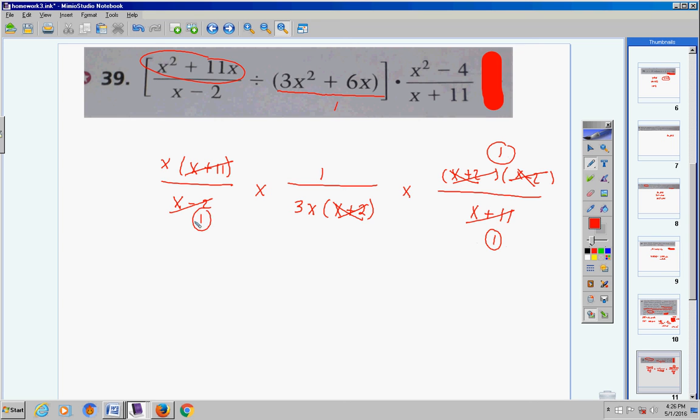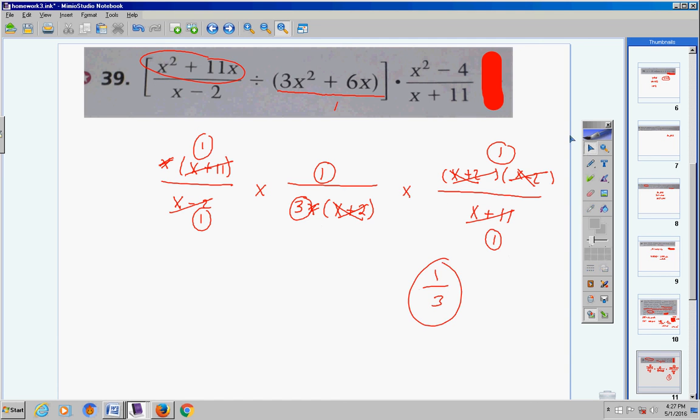Now I have a monomial and a monomial. I can reduce those. So I have an x here and an x here. So cross off your x. You're left with nothing here, so I'll put a 1. Nothing here, so I'll put a 1. Cross off your x and you're left with 3. So 1 times 1 times 1 is 1. 1 times 3 times 1 is 3.